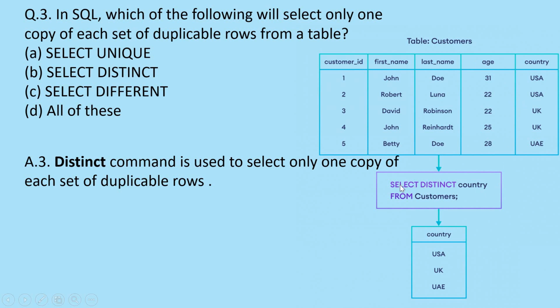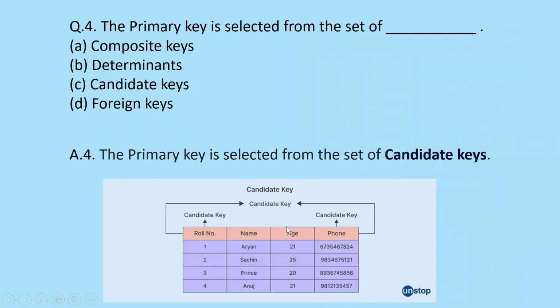See here in this, you see the query. Select distinct country from customers. Customers is the name of the table. And in this column country, you can see here USA, UK. These are repeated values and the output is USA, UK and UAE. Only once they are showing the result.